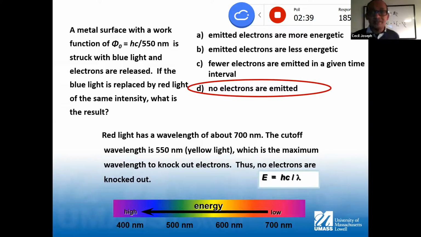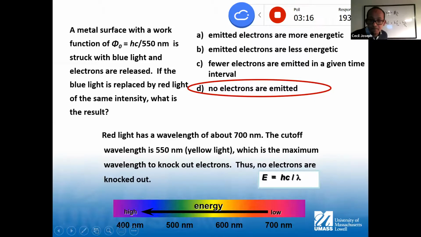The answer, of course, sorry, I didn't mean to go that far forward, is that no electrons are emitted. And the reason for it is this. What this is telling you is that the work function is given in this weird form, hc over some number in nanometers. When it's given in this form, this number is the cutoff wavelength. It is this lambda c. So any wavelength longer than this will not eject, and any wavelength shorter than this will eject.